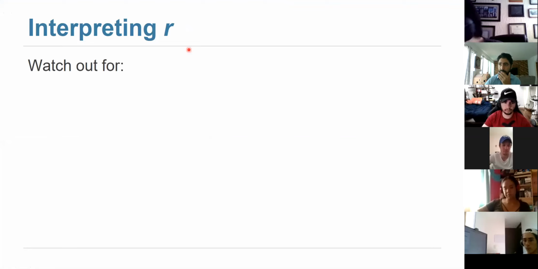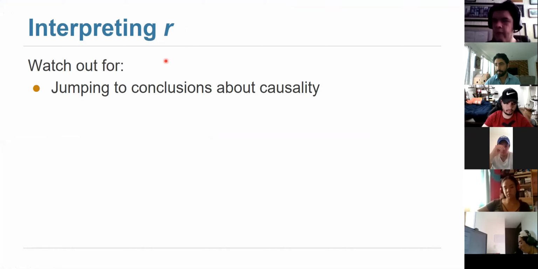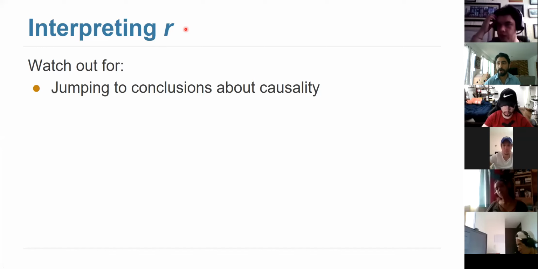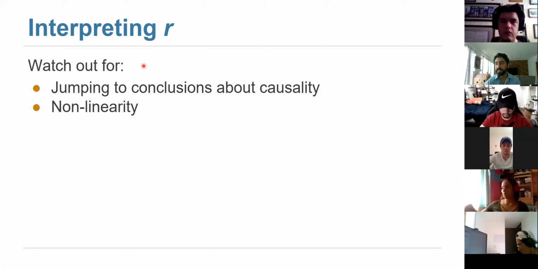So let's talk about interpreting R and what you need to take care of. As I mentioned, even if you have perfect correlation, R equal to 1, it doesn't mean X is causing Y or Y is causing X. You cannot conclude any type of causality from R. You can just conclude a linear relationship, and just linear, not any type of relationship. So you have to watch for non-linearity.